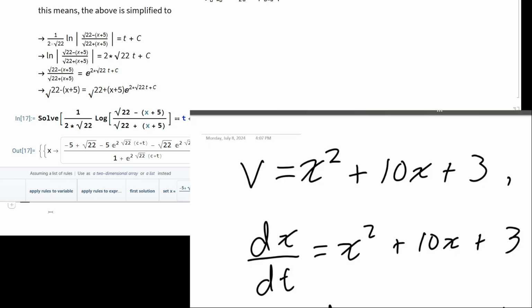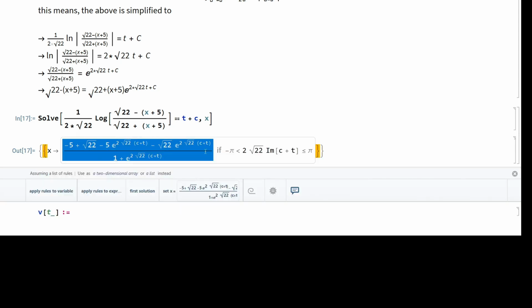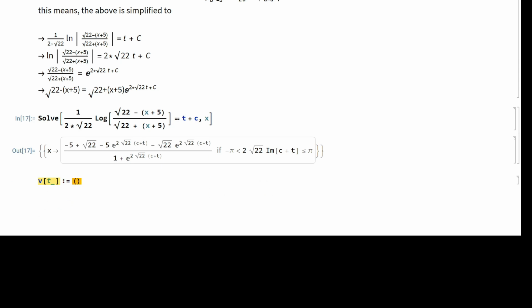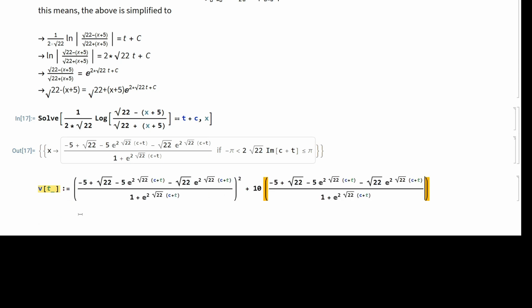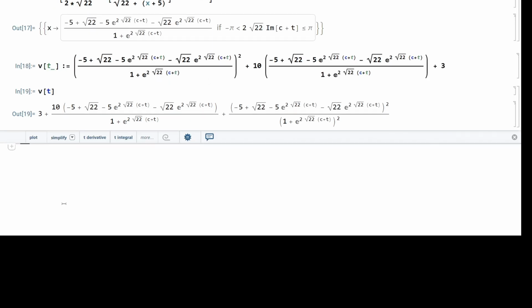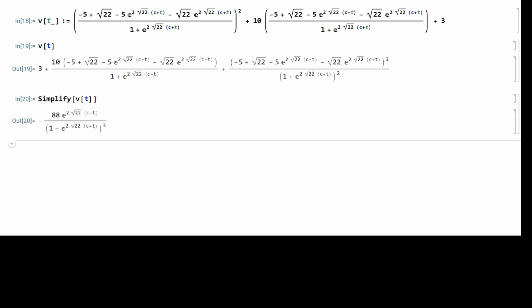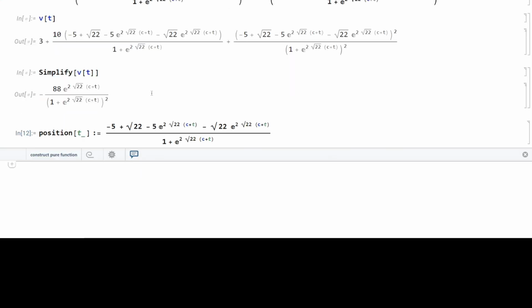Our answer is actually equal to x squared plus 10x plus 3. So in order to get our answer completely, we have to take this quantity, square it, add 10 times that quantity plus 3, and this will give us our final answer. As you can see, it's this big long expression. We can simplify it a little bit more using a calculator such as Wolfram Alpha, and we get this expression.